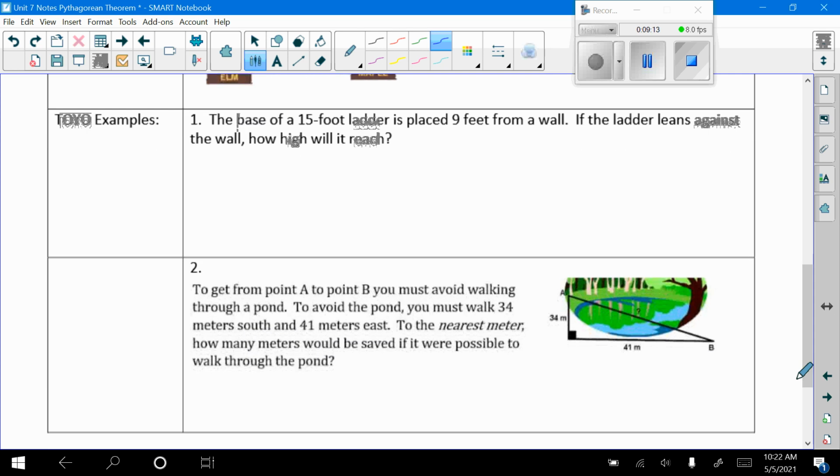Try on your own. The base of a 15-foot ladder is placed 9 feet from the wall. So 15-foot ladder, here's my ladder, 15, 9 feet from the base of the wall. How far is it up there? You guys should be able to do this one. I believe it's going to be 12, but make sure you show your work.